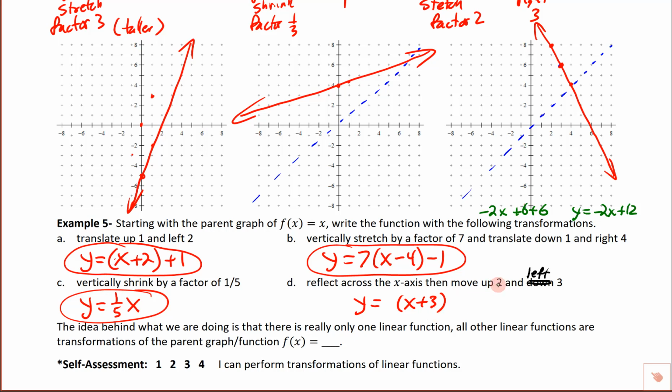And then we want to move it up 2. So if we move it up 2, that's going to be a plus 2. And then we want to reflect it across the x-axis. Well, a reflection across the x-axis is going to trade top for bottom, bottom for top. So that's going to be a vertical change. And to make those flips, we just multiply it by a negative. So that is what that one would look like.